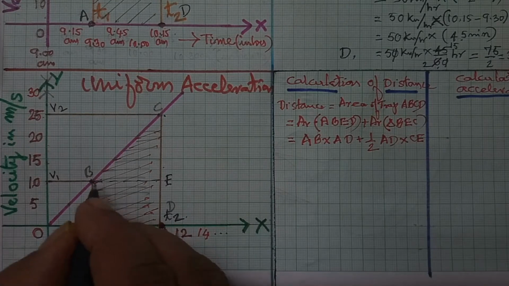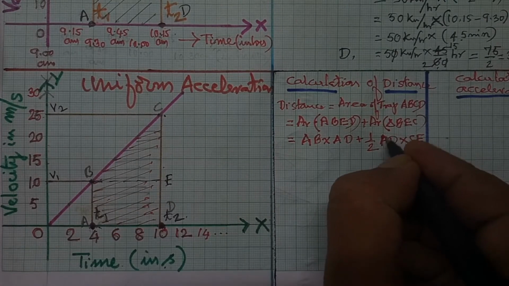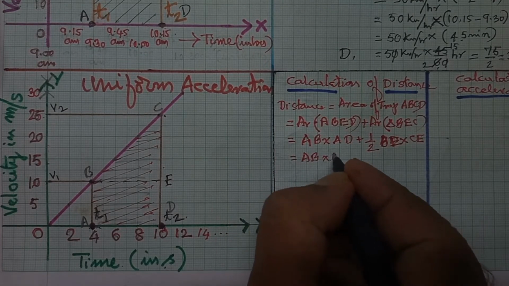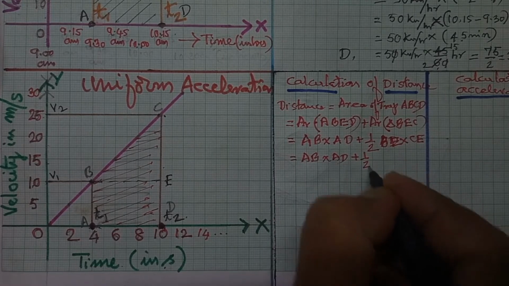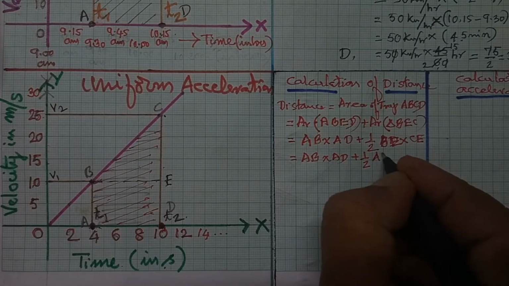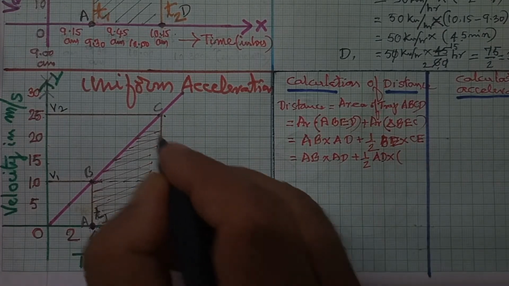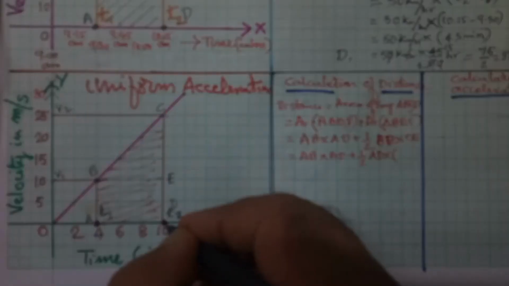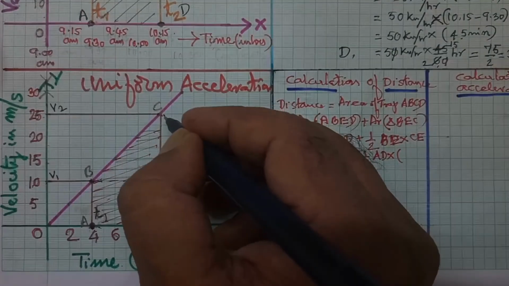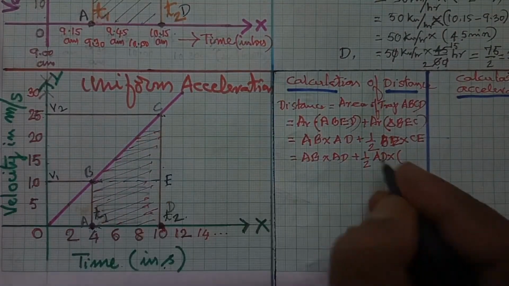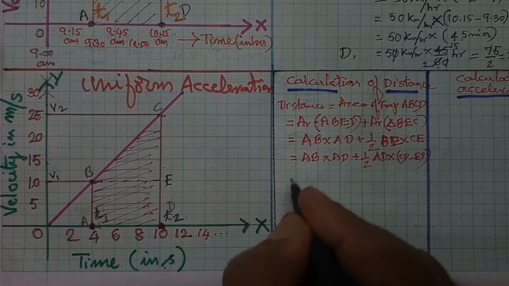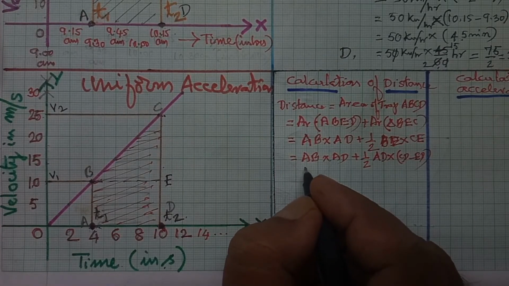AD means, truly speaking, BE. BE can be written as AD also. So, AB into AD plus half into, see, BE is equal to AD because it is a rectangle, therefore I write it as AD, multiplied by CE, which can be written as CD minus DE. I repeat, CE can be written as CD minus ED. Then we will substitute all the values of A, B, C, D.